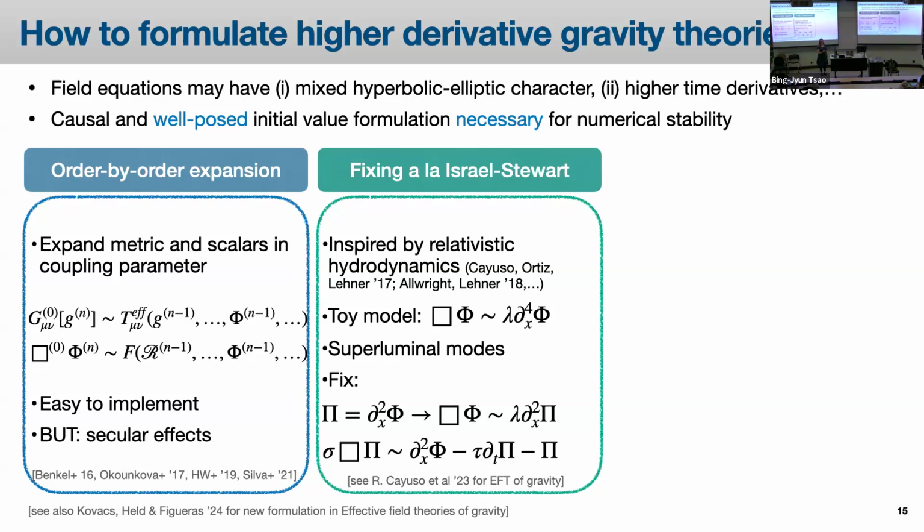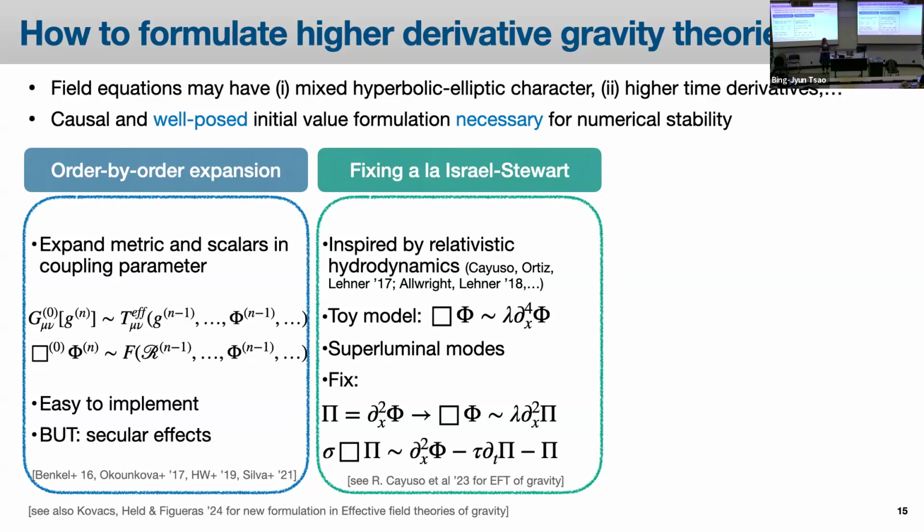So the structure for scalar Gauss-Bonnet is like this toy model here, where I have a wave operator acting on my scalar field. And then I have four spatial derivatives acting on my scalar field, or on my field. If you implement this toy model, you will get superluminal modes, right? Causality, and not really the physical system that you're interested in. Now, how can you fix this?